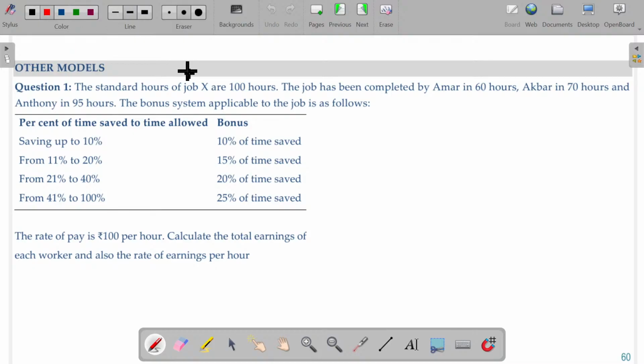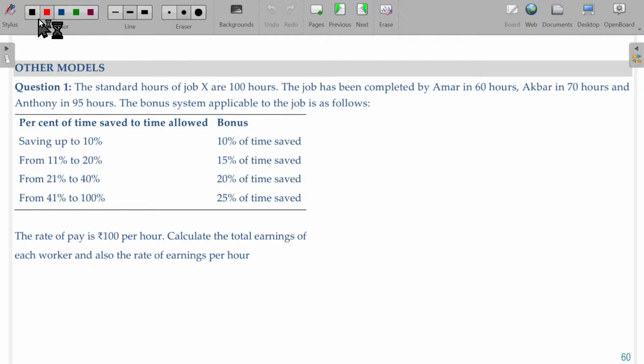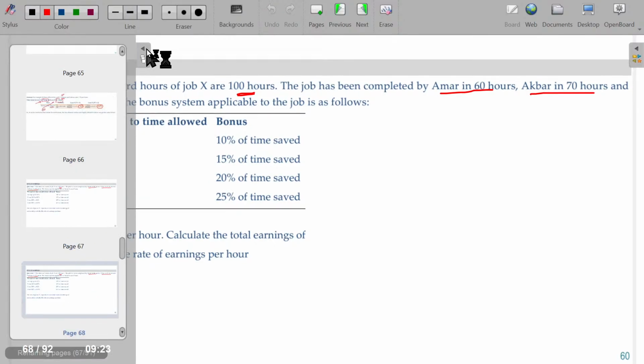The standard hours for the job X are 100 hours. The job has been completed by Amar in 60 hours, Akbar in 70 hours, and Anthony in 95 hours. The bonus system applicable to the job is as follows. If the time saving is only 10%, then 10% of time saved will be the bonus. If it is anywhere between 11 and 20, then 15% will be given. That's how the bonus details are given here.